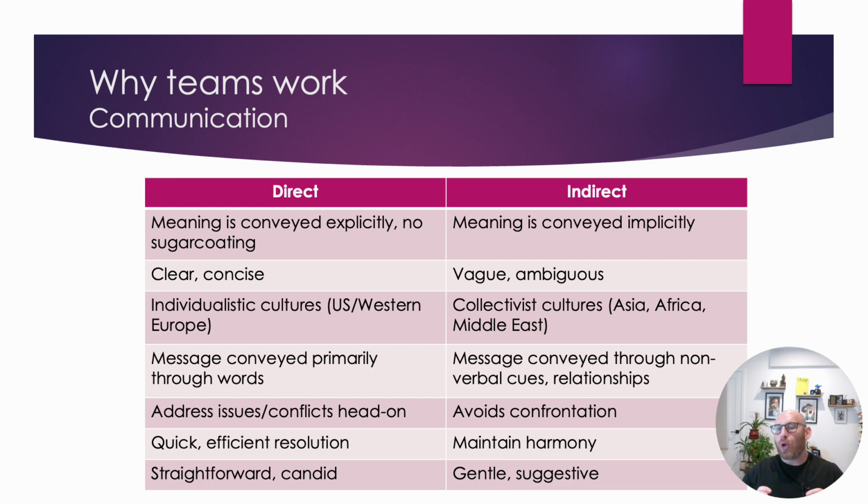Direct communicators are more likely to address issues or conflicts openly and head-on, whereas indirect communicators tend to avoid confrontation and prefer to address issues subtly, sometimes not at all. That characteristic, not addressing issues at all, is not the realm only of indirect communicators.